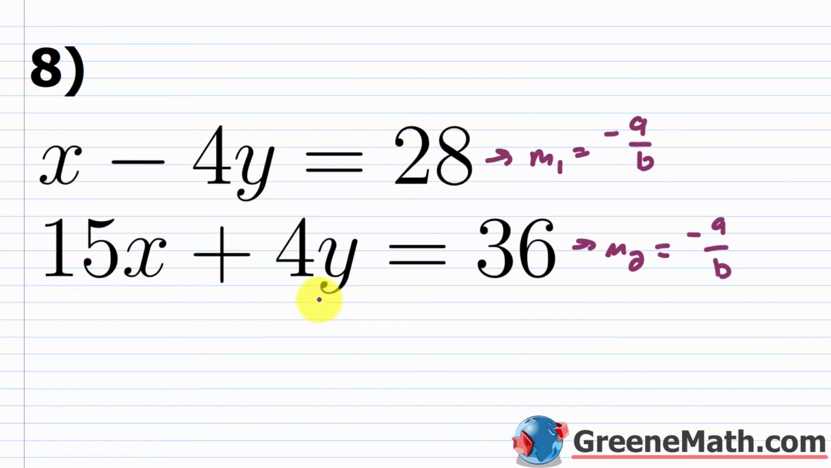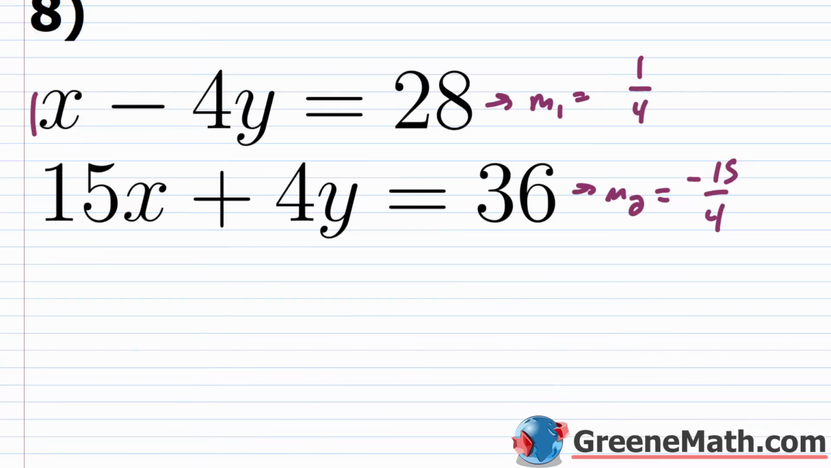So for this one, a is 1. So let's say this is negative 1 over, and then b is going to be negative 4. So we know that a negative over a negative is a positive, so this is positive 1/4. Here, for m sub 2, a is 15, so this is negative 15. And then b is 4, so this is over 4. Okay, let's just plug into the formula.